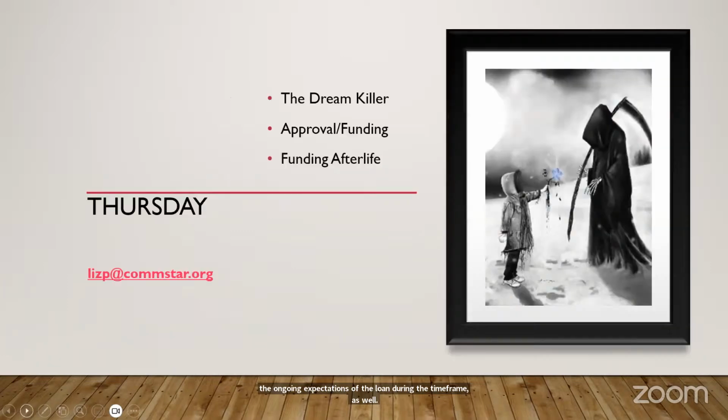And on the next slide, wow, so actually we're a little bit towards the end now. So for Thursday, we're looking at the dream killer, and we're going to go into underwriting, essentially the approval process and funding, and then the funding afterlife. What the funding afterlife is essentially is what we're looking at for annual reviews and renewals in the future. So Dan, actually, that is all I have right now today.